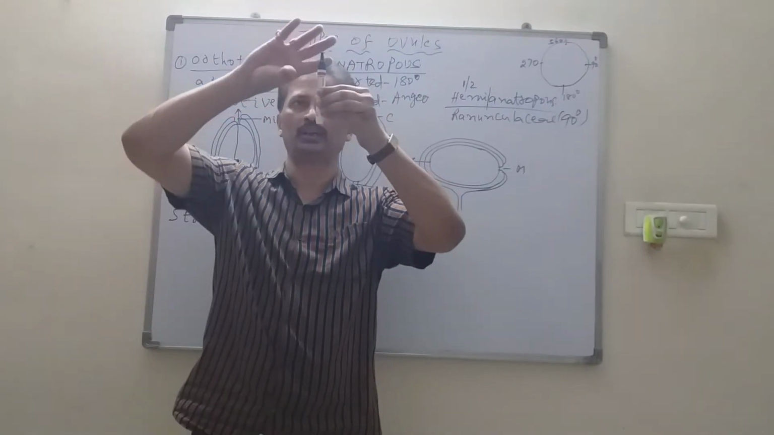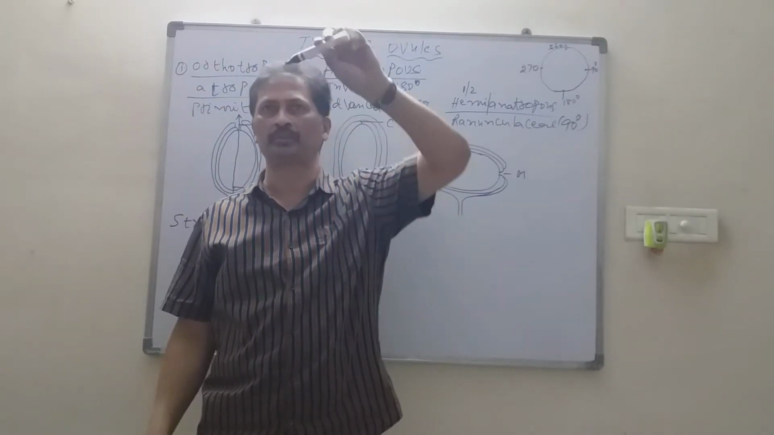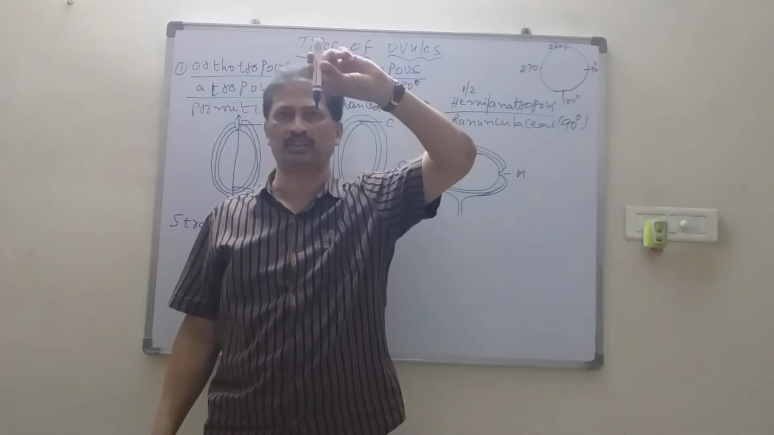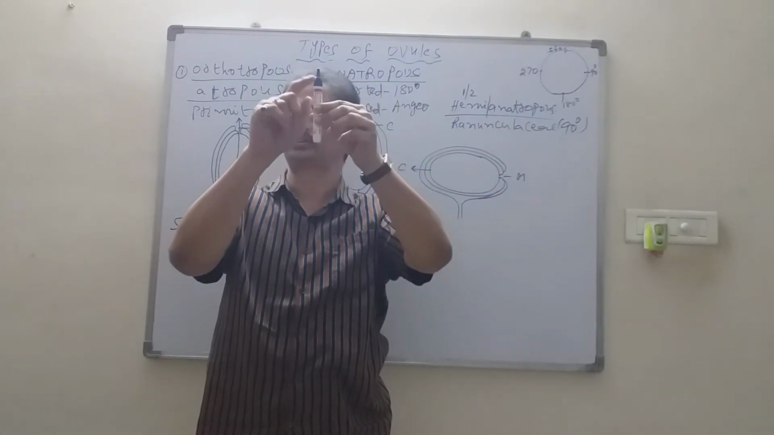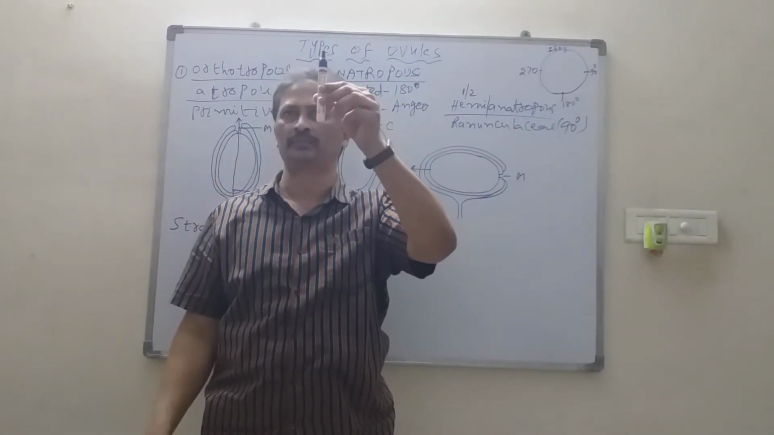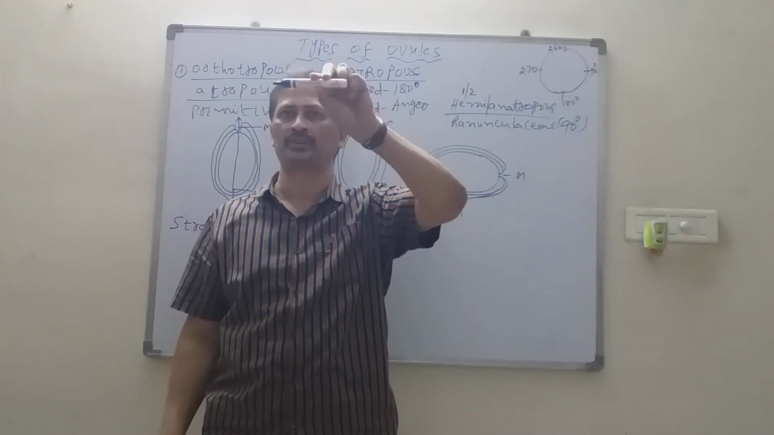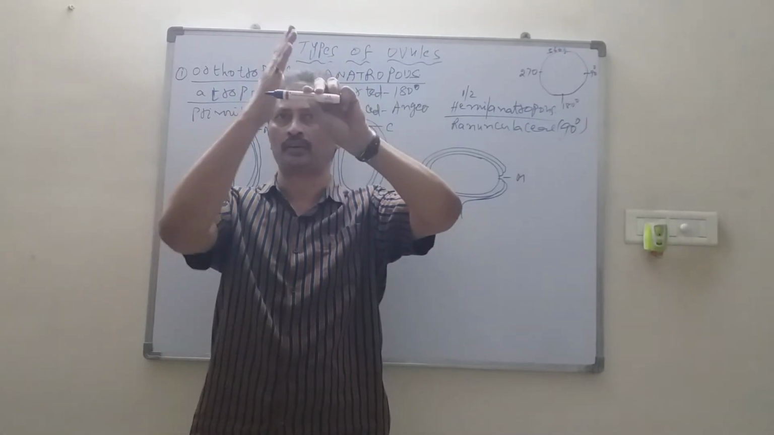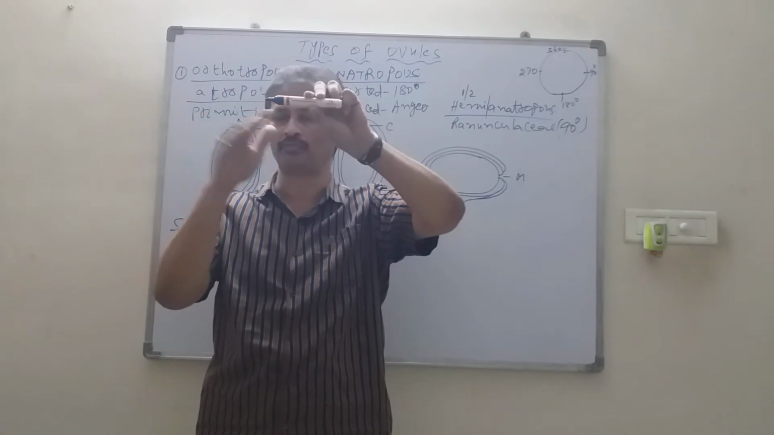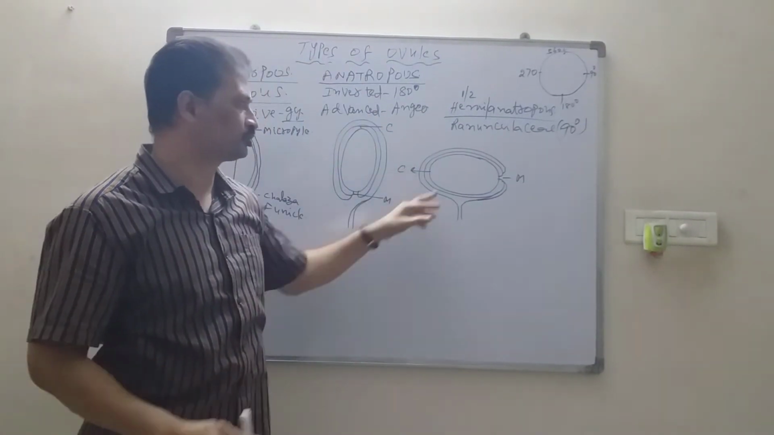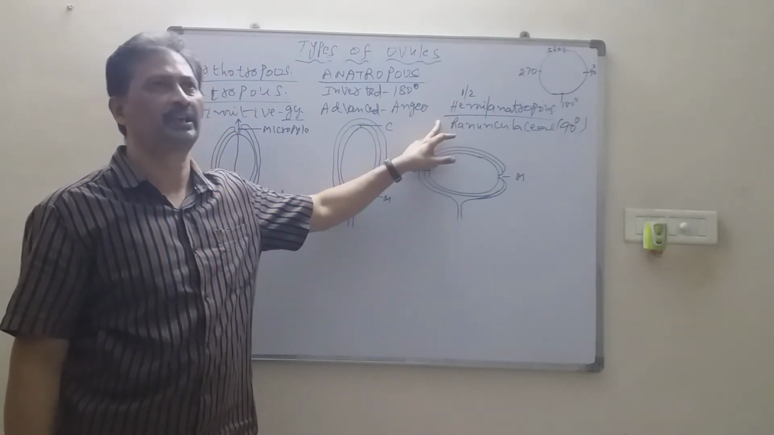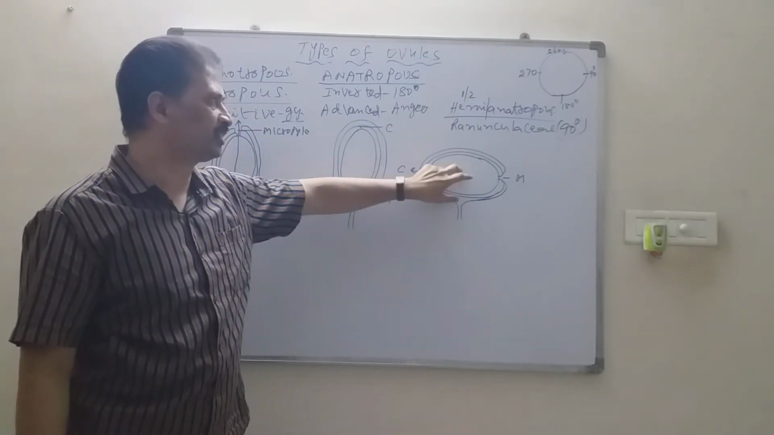That means the micropyle rotates through 180 degrees. That means complete inversion takes place. And in the third condition, the micropyle is generally present in the orthotropous condition like this, and if it rotates through 90 degrees, it appears like this. That means not complete 180 degrees, but only half of the 180 degrees, that means 90 degrees. So in this way, if you observe the hemianatropous ovule, it appears like this.